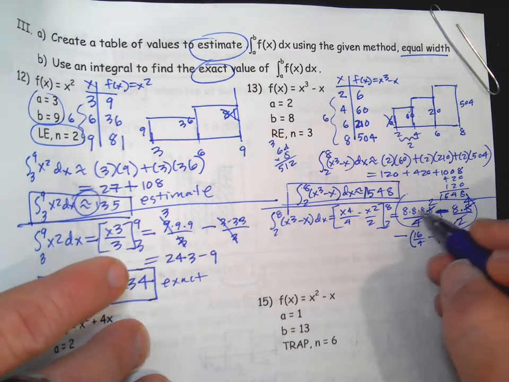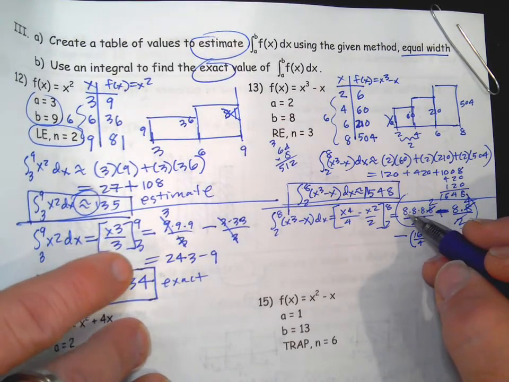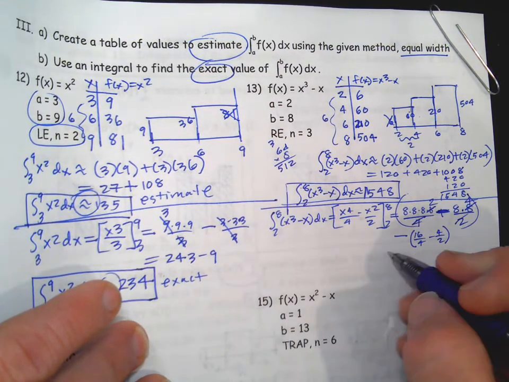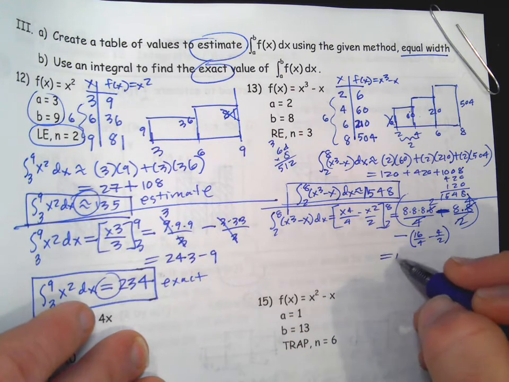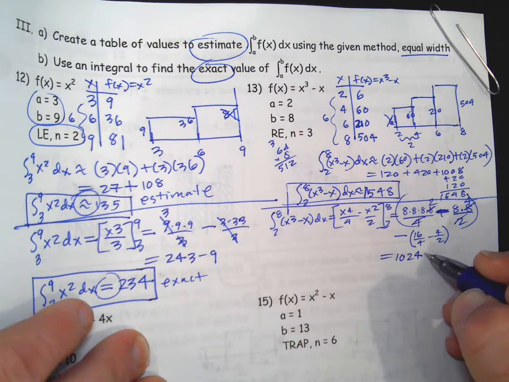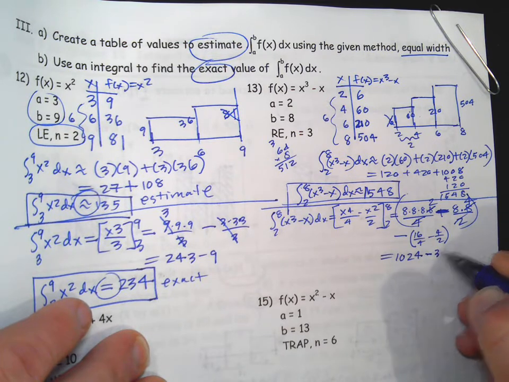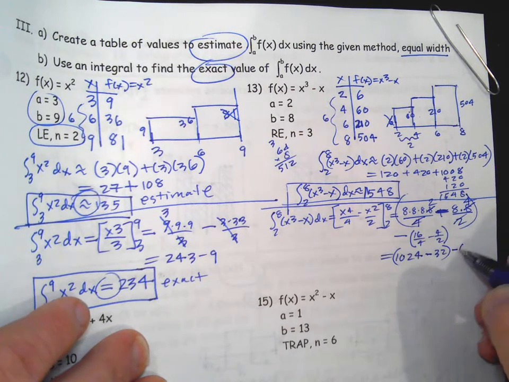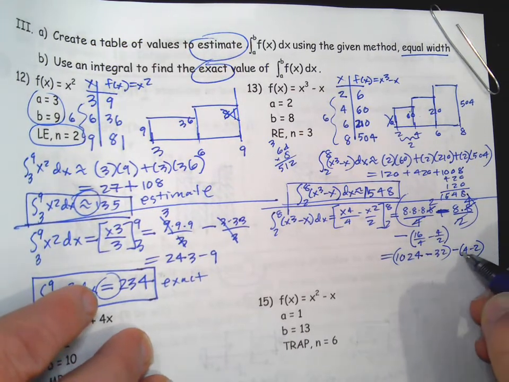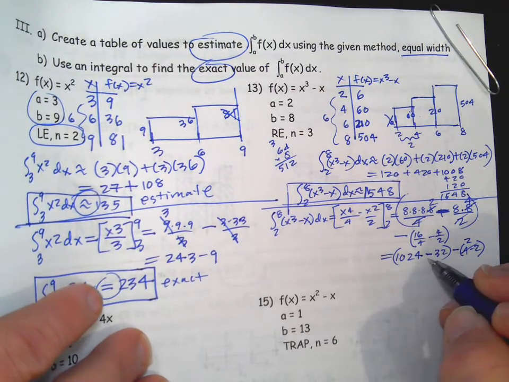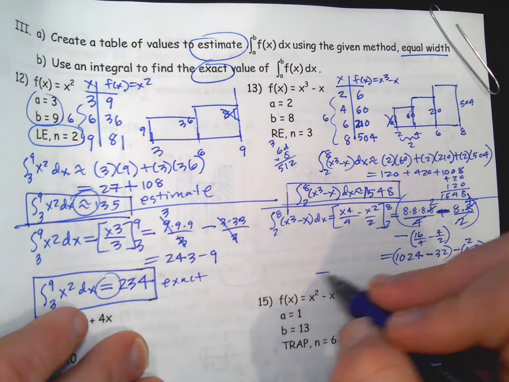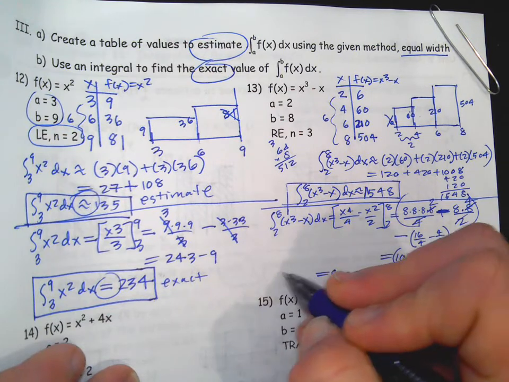Okay, this is going to be a big number. 8 times 8 is 64. 8 times 64 is 512. Times another 2 is 1024. Minus 32. Minus 4 minus 2, so that's going to be 2. So I'm subtracting 34, so it's going to be 990. That's the exact answer.